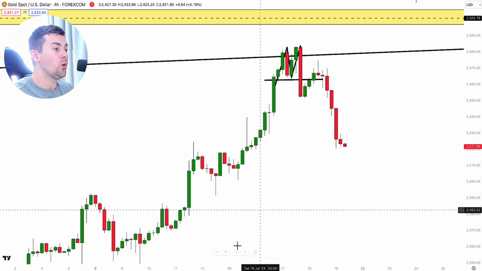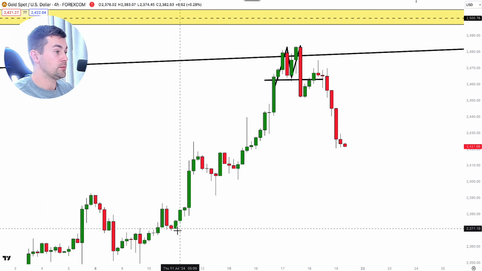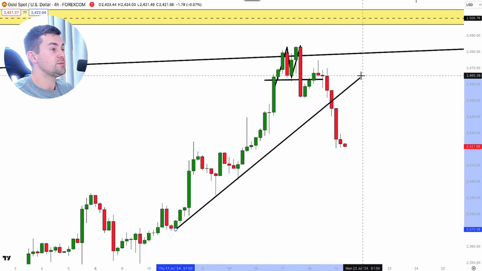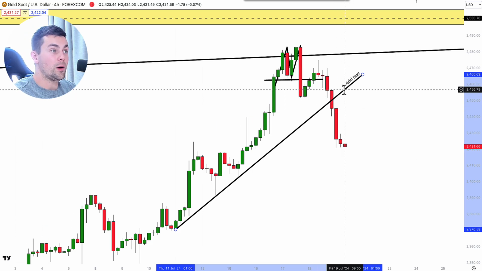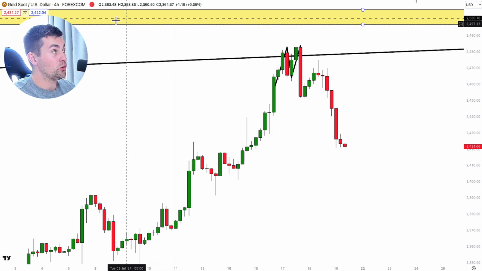Then we got one more confirmation on the 4-hour time frame. You can see that over here we got the trend line. You can see that the market was nicely respecting this rising trend line, and that trend line was broken to the downside as well. But we got more bearish confirmations on an hourly time frame.